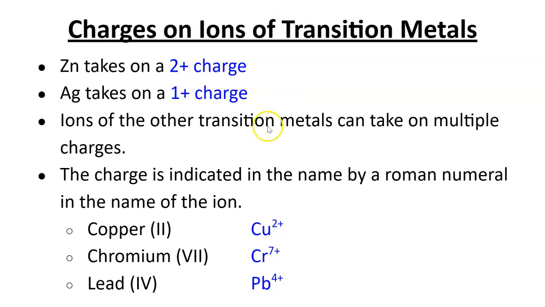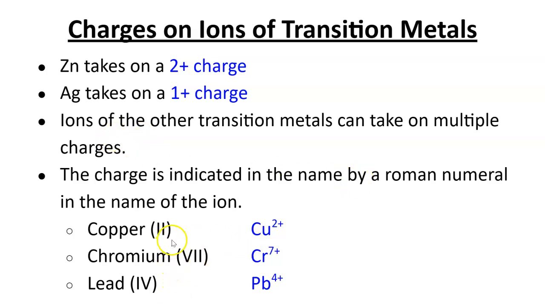What if we have a transition metal? Transition metals can have various charges. There's a few exceptions. Zinc only ever takes on a plus 2 charge. Silver only takes on a plus 1 charge. You can see those charges on the periodic table in the spot for the oxidation number. Oxidation numbers are a little different than charges, but for now we'll talk about them as almost the same thing.